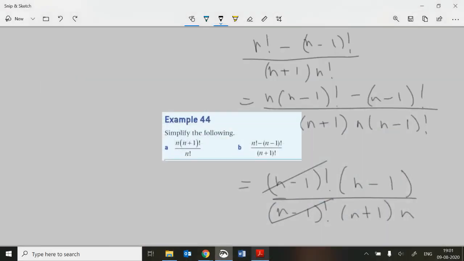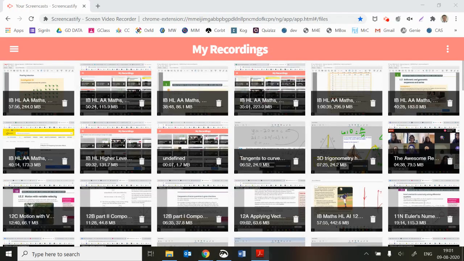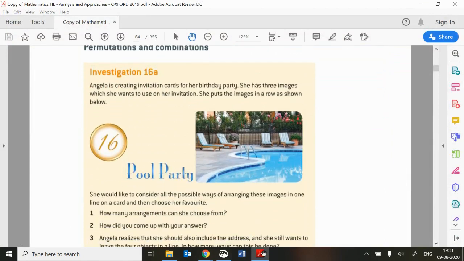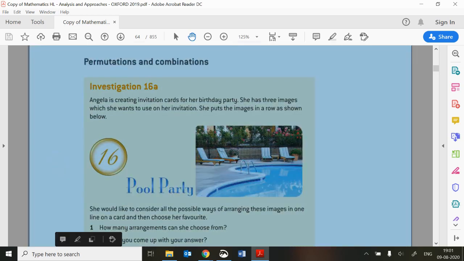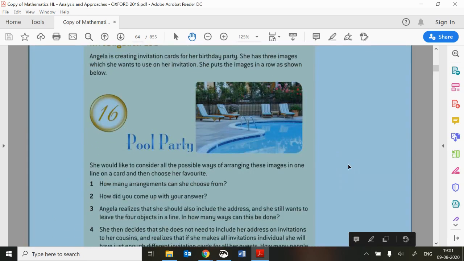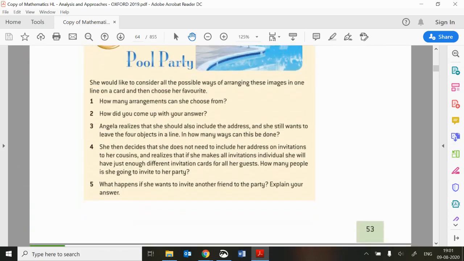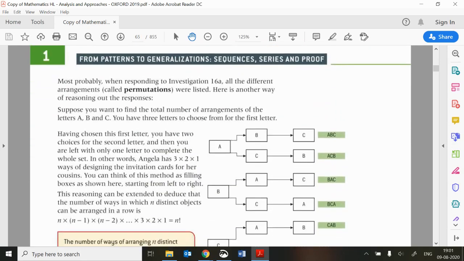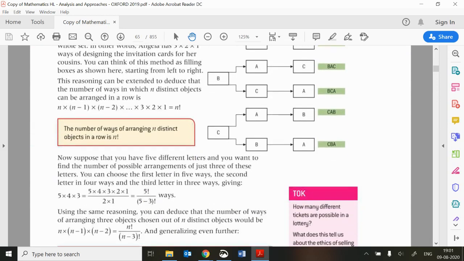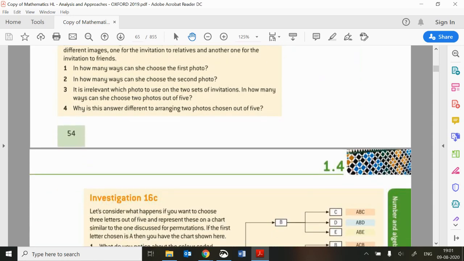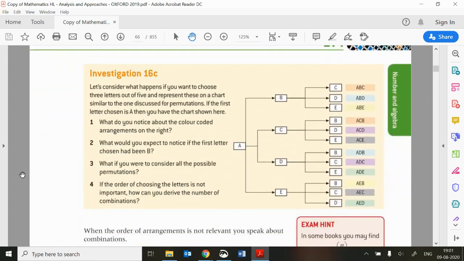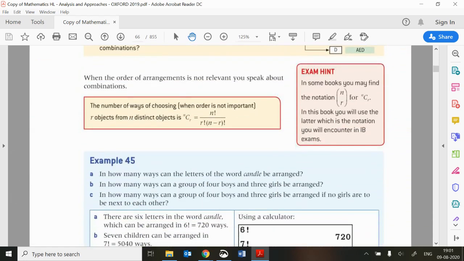Okay, so where are we? So next bit, okay, so now it's starting to talk about permutations and combinations. Now, again, there's some good investigations which you can do here. So let's have a look at the pool party investigation, and there's plenty of descriptions as to how to do things here. And there's talk about coming up with a formula for permutations, which I'm going to discuss in a second. And then there's investigation 16B and C, and then there's combinations.